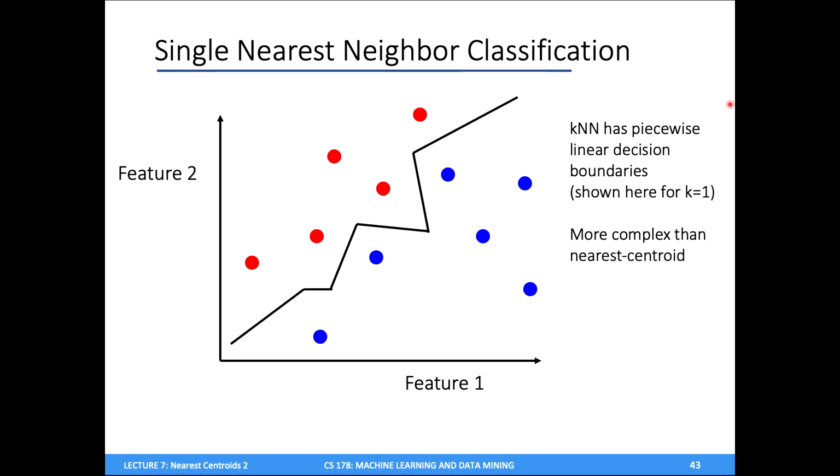In kNN, if we draw the decision boundaries, they're again piecewise linear, except they're much more complex than the piecewise linear boundaries we get with the nearest centroids algorithm. With a centroid algorithm, the number of linear pieces in your decision boundaries is equal to the number of classes you have. So here we would only have a single line for the nearest centroid classifier, whereas for kNN we get this much more complex decision boundary.